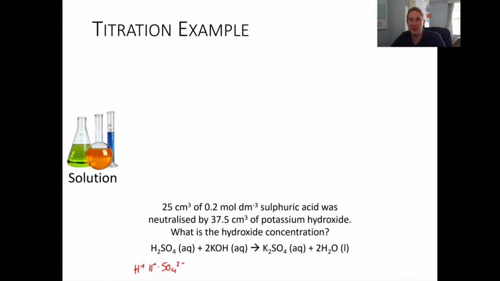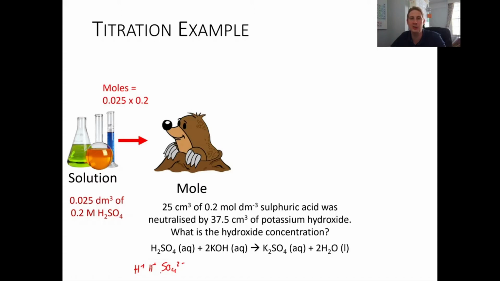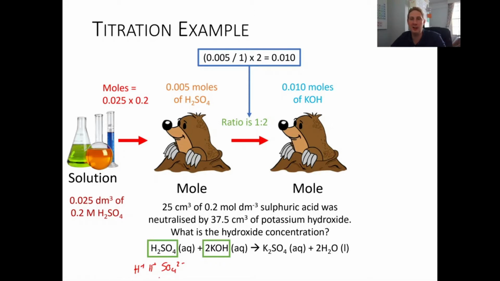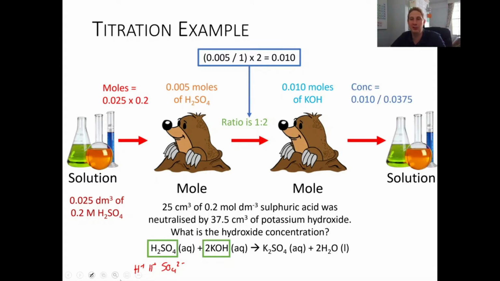Solution. We've got 25 centimetres cubed of 0.2 mole per dm cubed. Don't forget to put it into decimetres cubed. And so we've got 0.005 moles of sulfuric acid. The ratio is 1 to 2, so that means that we need double that number, 0.01 moles of potassium hydroxide. We know the final volume, again don't forget to put it in decimeters cubed. Concentration is moles over volume, so 0.27 moles per decimeter cubed.